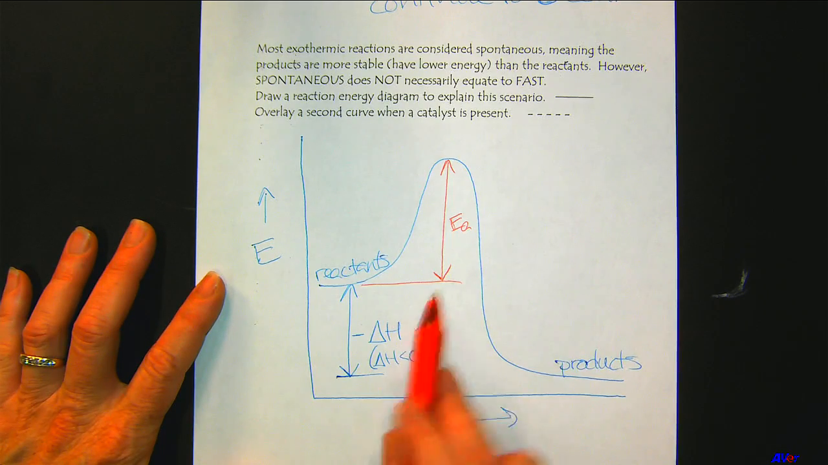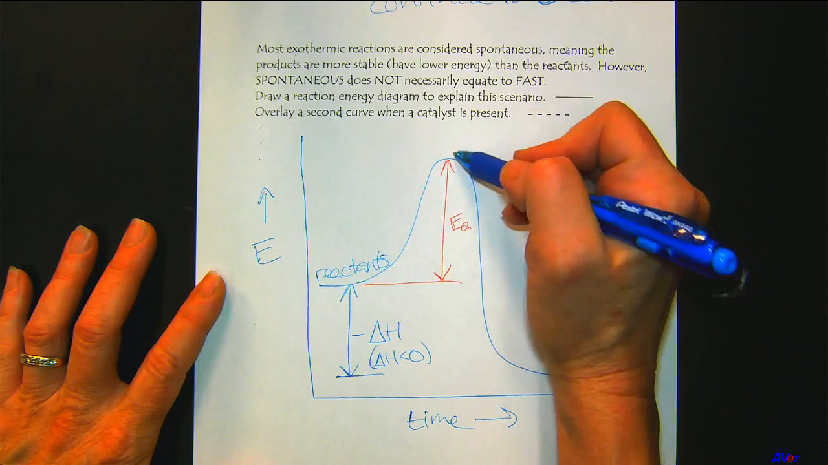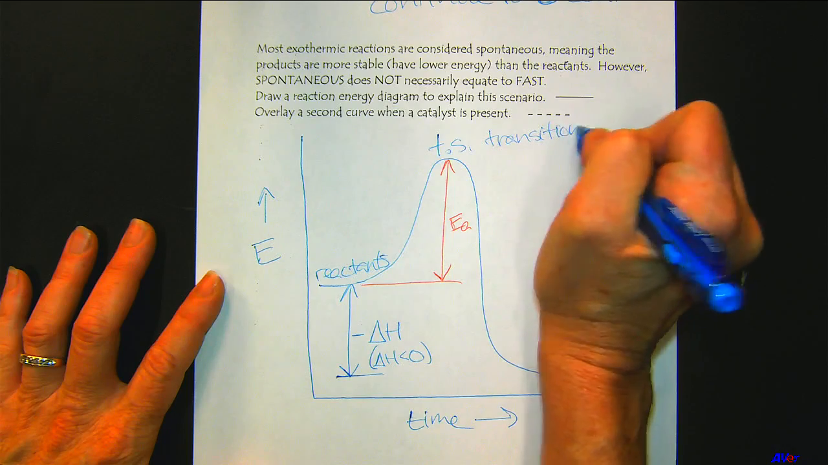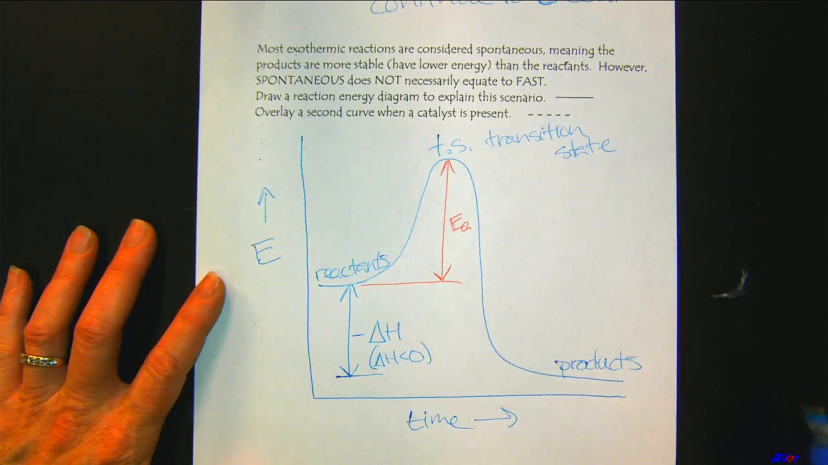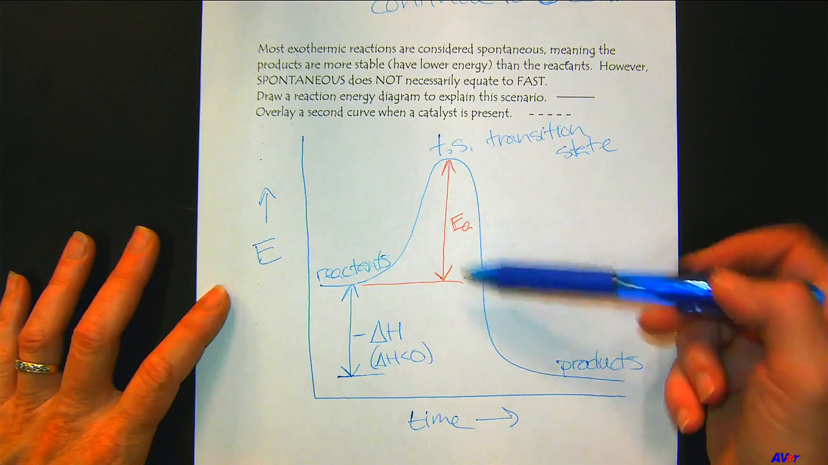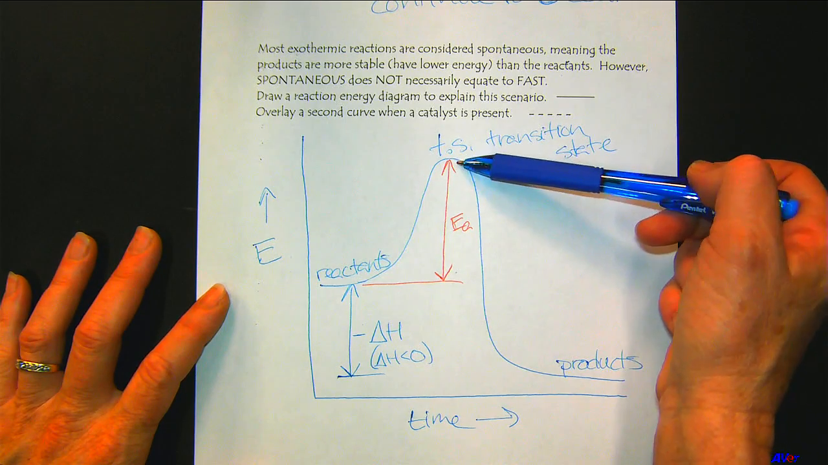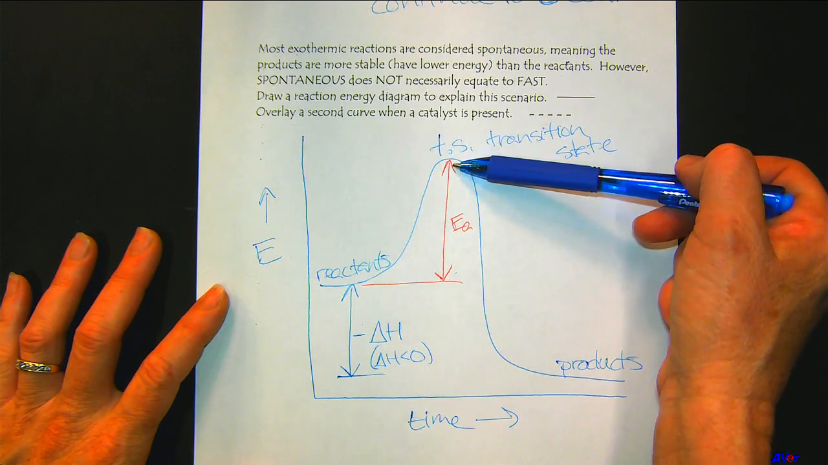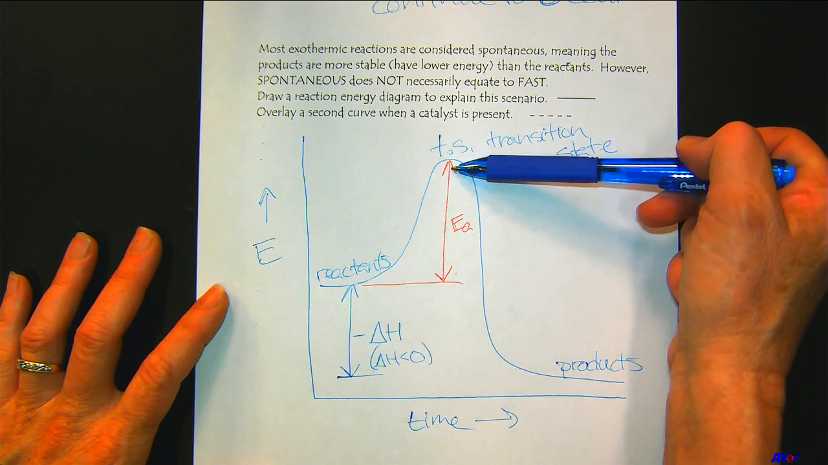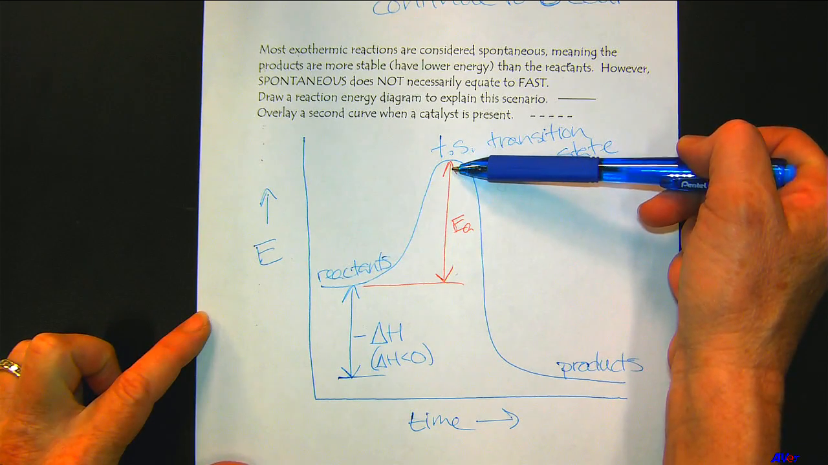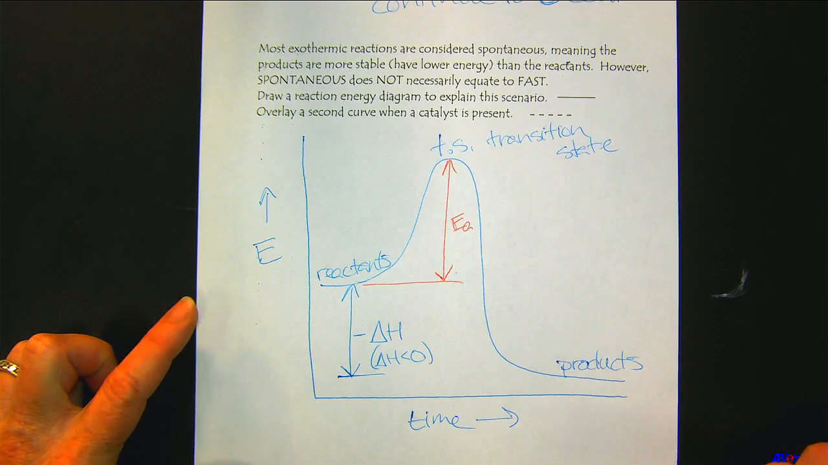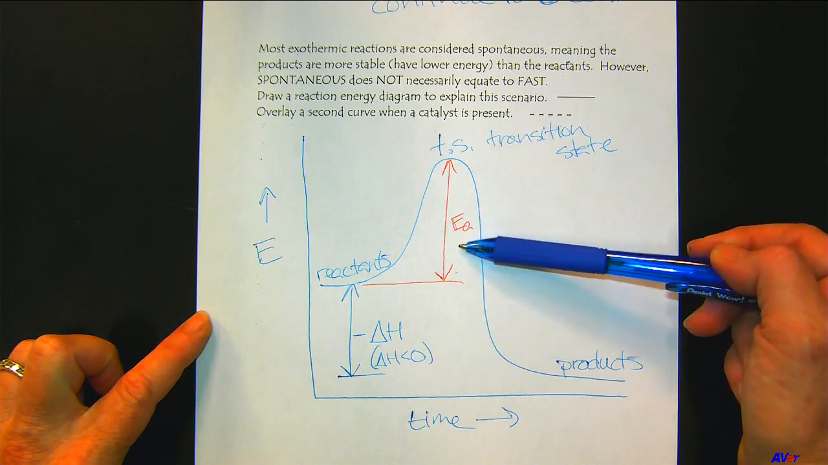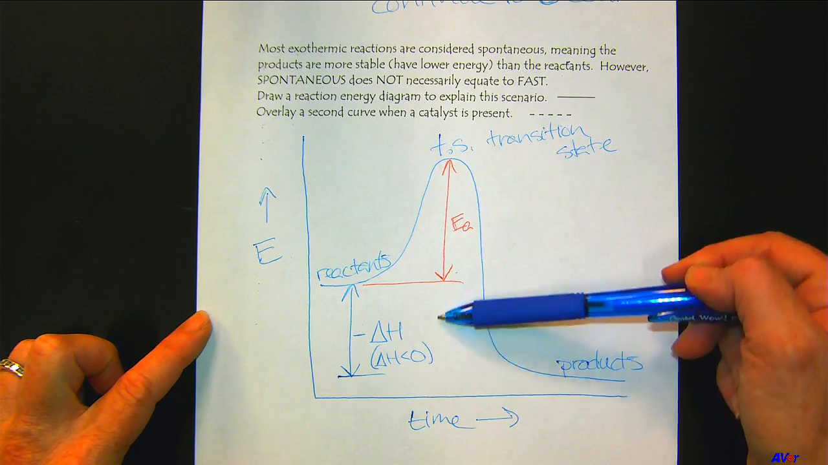The reactants need to get up to what's this called up here? This is the transition state. Remember from collision theory that the reactants have to collide with a minimum collision energy, the E sub A, the activation energy, for a reaction to occur. Not only do they have to have this minimum collision energy, but they need to have the correct orientation. So this is exothermic. It's considered spontaneous, but it's not necessarily fast because it has a large activation energy.